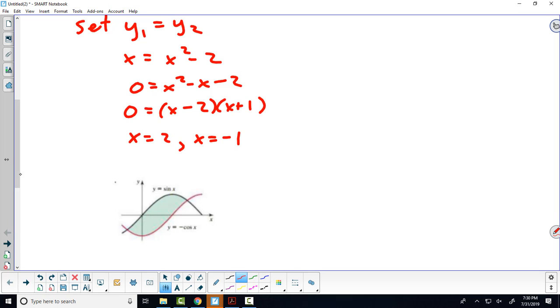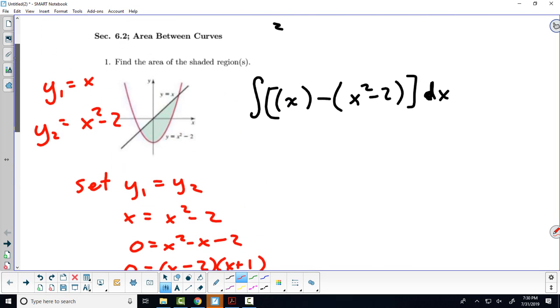So now I think we're ready to put up our limits of integration in this integral. We're going from -1 to 2. And let me just re-emphasize, I want to bring this back home again. These are from the x-coordinate -1 to the x-coordinate 2.